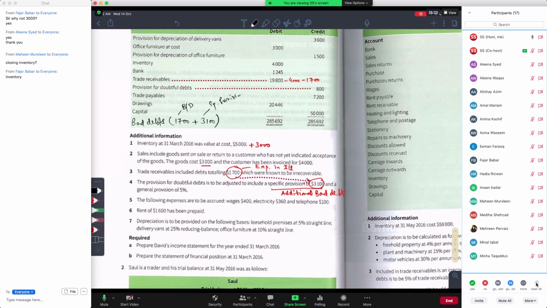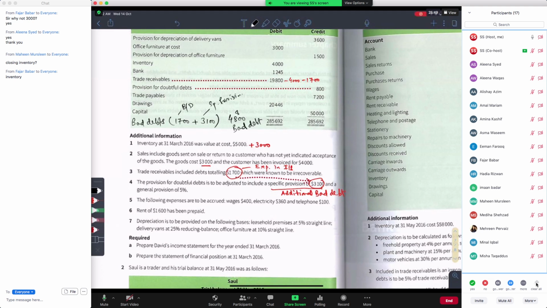The specific provision is going to be treated in accounting exactly like a bad debt. There is no accounting difference between the treatment of a specific provision and the treatment of a bad debt. So in your income statement, you are going to write $4,800 as bad debt, right? And for the remaining debtors, you are going to create a general provision for doubtful debts.